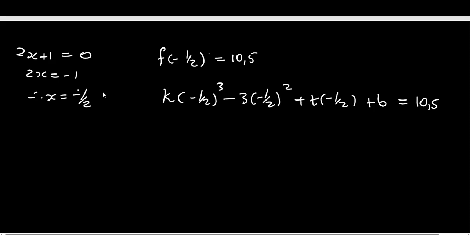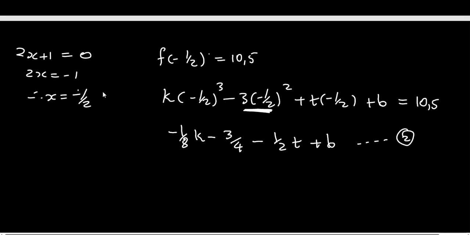I know that minus 1 over 2 to the power 3 will give me negative 1 over 8. Negative 1 over 8, and now this is k. We minus, if you punch this on the calculator, you're going to say this is negative 3 over 4. We minus 1 over 2t plus 6. So I'm going to call this equation 2.